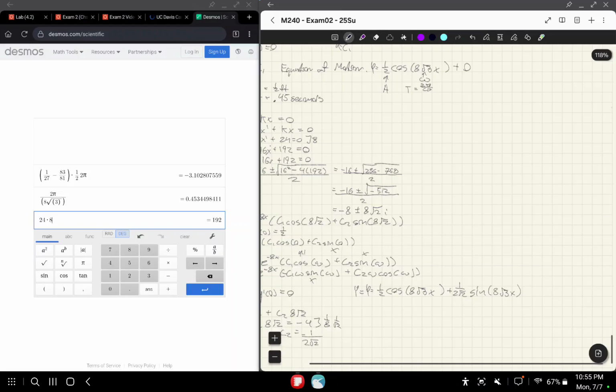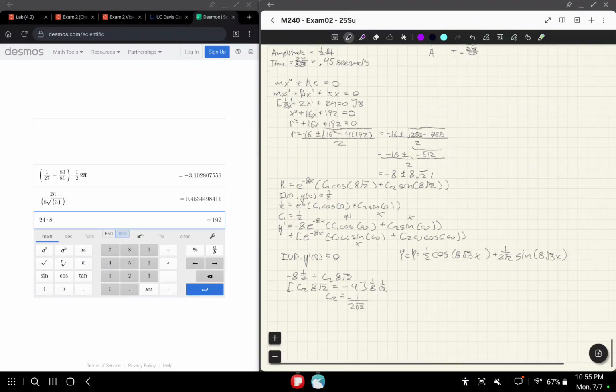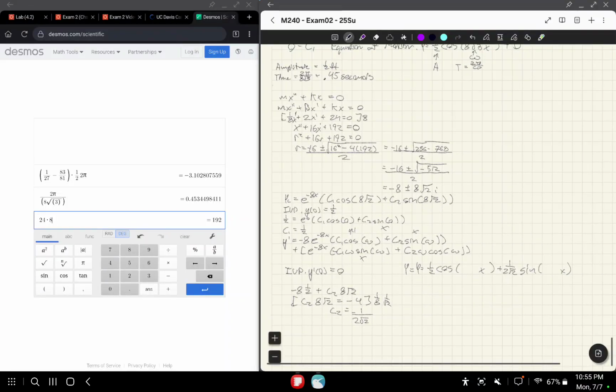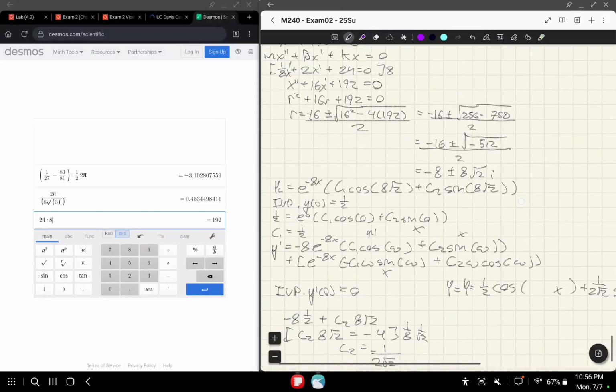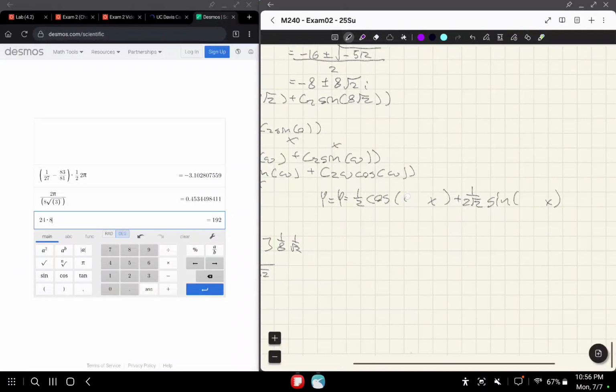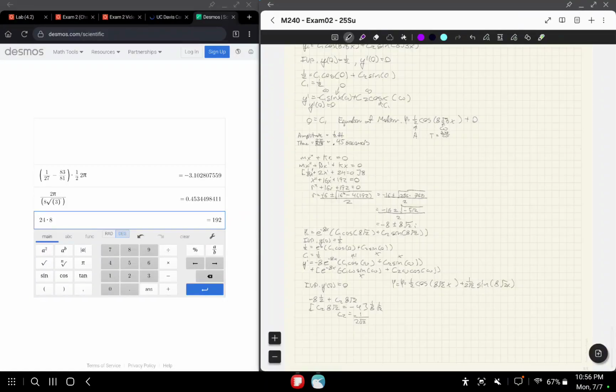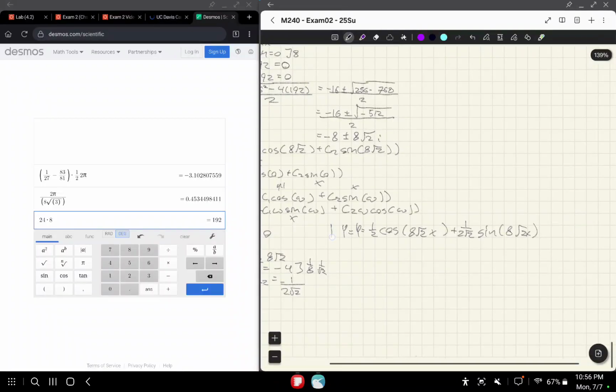Actually, not yet, that's not the solution. We can't just copy it because these have different angular frequencies. You need to change these first to have the proper angular frequency. The right one is 8 square root 2. This should be the right one now, because I didn't update the angular frequencies.